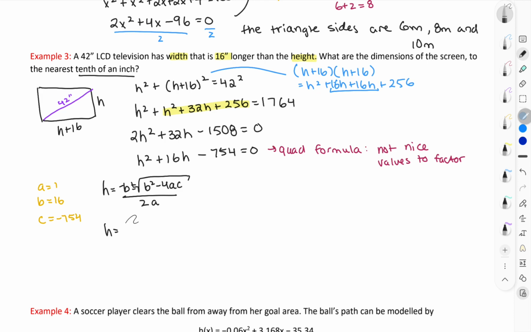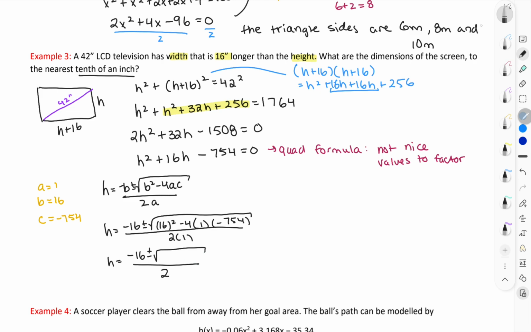So when I plug all those in, negative 16 plus or minus the square root of 16 squared minus 4 times 1 times negative 754, all divided by 2 times 1. I'm going to simplify that discriminant value. I'm going to simplify what's underneath the radical.